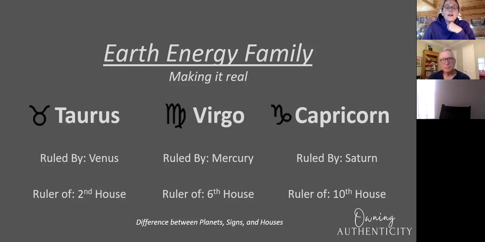So the three signs, Taurus, Virgo, and Capricorn, those are the three earth signs. So those are the big headers that we're going to spend time on today, those three clans of family members, archetypes, those three groups of archetypes that we're going to spend time talking about.